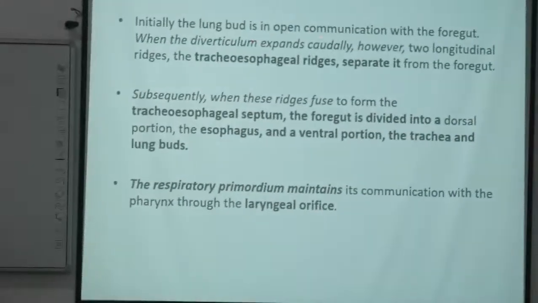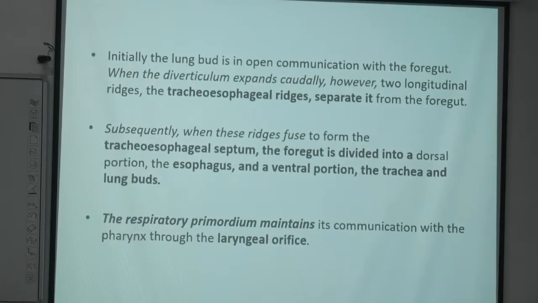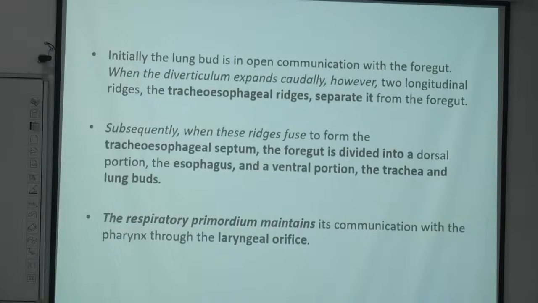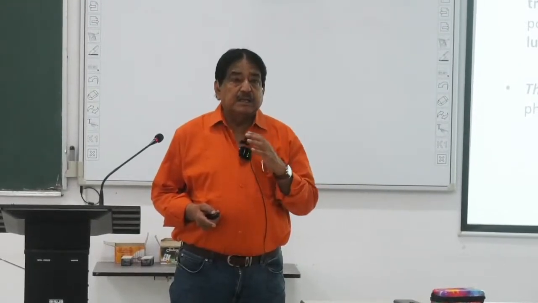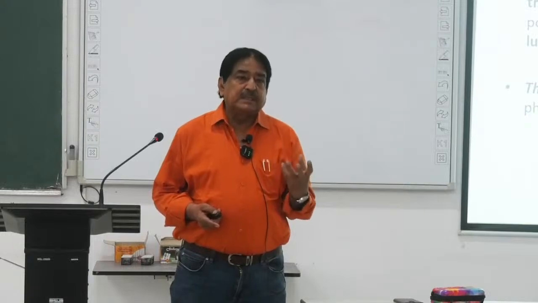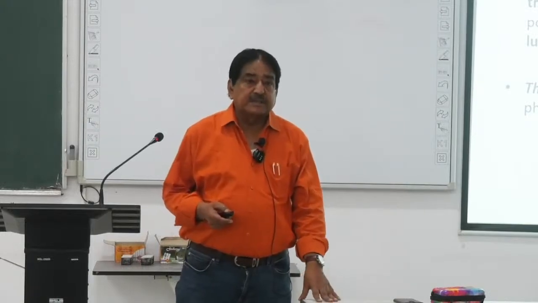Now, initially, the lung bud is in open communication with the foregut. When the diverticulum expands caudally, however, two longitudinal ridges, the tracheoesophageal ridges, separate from the foregut. Subsequently, when these ridges fuse to form the tracheoesophageal septum, the foregut is divided into a dorsal portion, the esophagus, and a ventral portion, the trachea and lung buds. The respiratory primordium maintains the communication with the pharynx through the laryngeal orifice. That's why, when you swallow some food and it enters the larynx, then you have a respiratory distress.